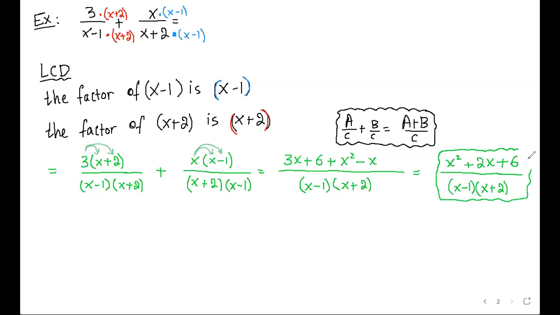Any questions? Any questions on how to add two rational expressions? Okay, I will give you another example if there is no question. Example.